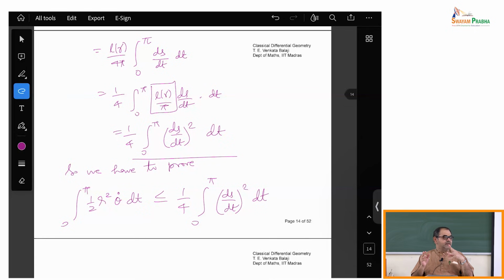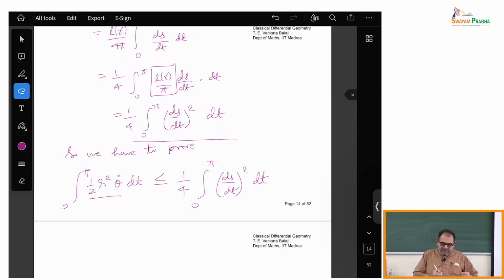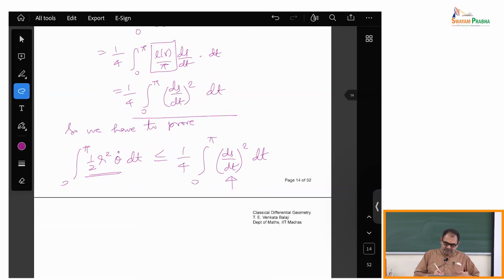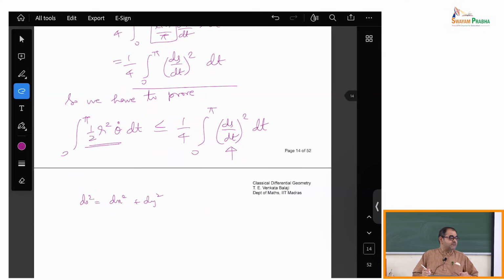Okay. Now, the point is that here everything is in r and theta. There is still this ds here. The s is still sticking around. I have to change that to r theta. Okay, so that is a very easy thing, because you see, ds squared is dx squared plus dy squared. Okay, element of arc length.